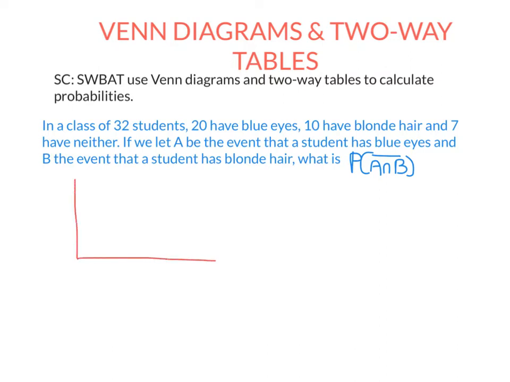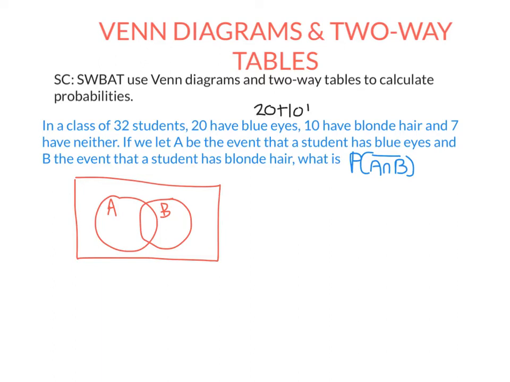So we're going to start off with a Venn diagram. So we've got two circles for our two sets. A, set of students with blue eyes, and B, the set of students with blonde hair. Now you might notice here that 20 blue eyes plus 10 with blonde hair plus 7 with neither actually equals 37. How is this possible when there are only 32 students?